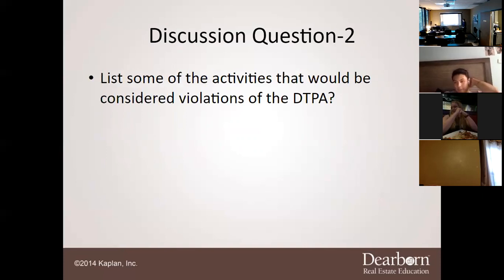List some of the activities that would be considered violations of the DTPA. How about you, Wyatt? Just give me 2. Unconscionable, okay. And then misleading and intentionally misleading. I guess it's the same. Sort of, yeah. I'll take it. Very good.